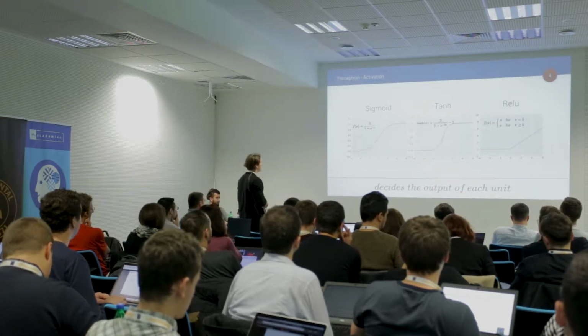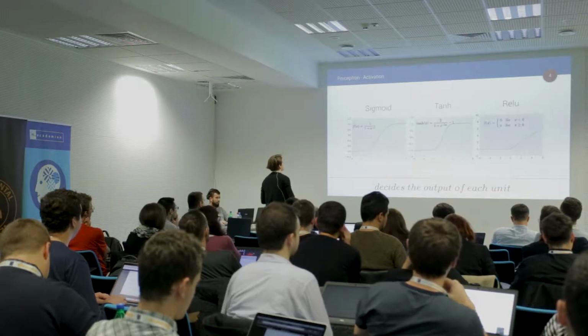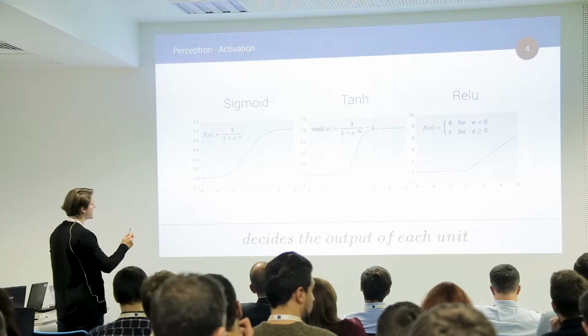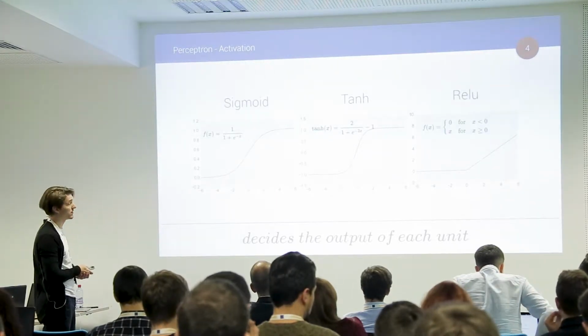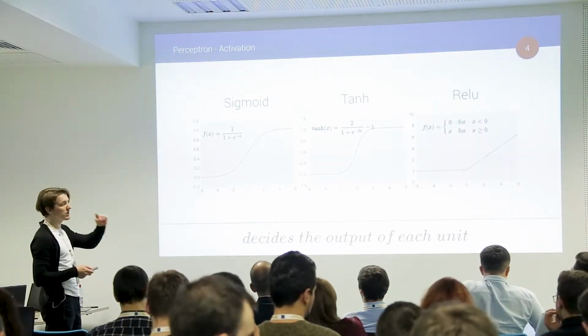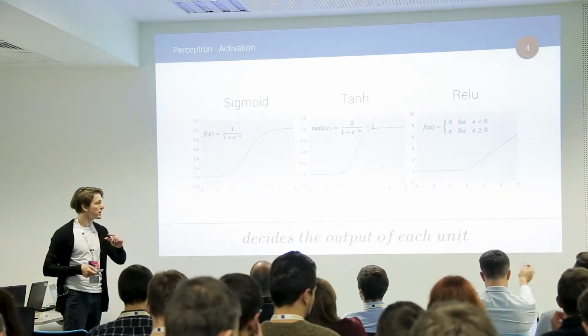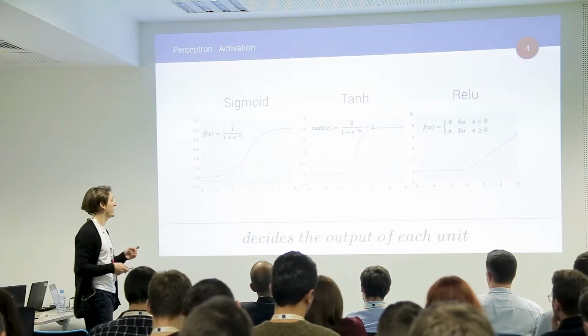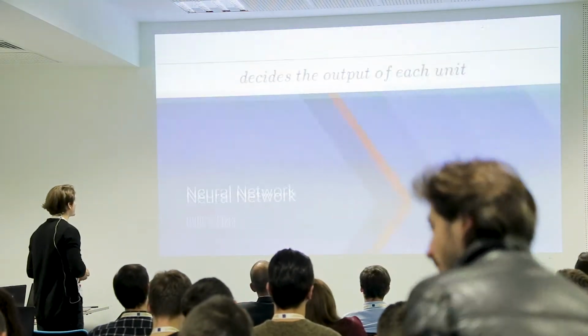So these are three types of activation functions that exist: the sigmoid, the tanh, and the ReLU, and we're going to use them in the workshop. And they decide the final output of each unit. So basically, a perceptron is a unit. It's a basic unit in a neural network, and it has the linear combination. And besides the linear combination, it also has an activation function that you can use.